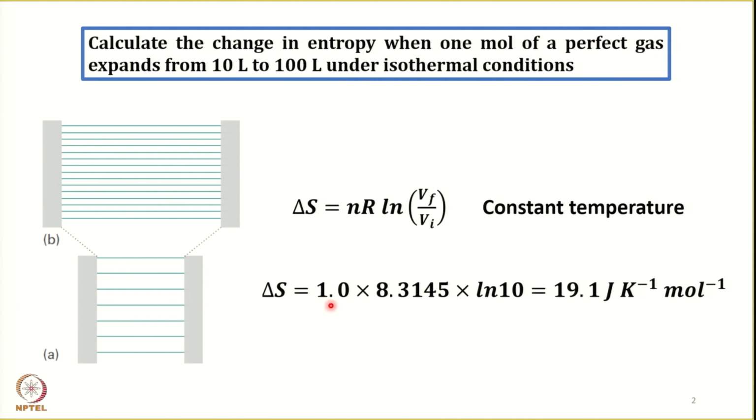Substitute the values: you have n equal to 1, R, and log 100 by 10. The result comes to 19.1 joules per Kelvin per mole, a positive result. That means as the volume increases, the entropy increases. Mathematically, Vf over Vi is more than 1, so the logarithm of a number more than 1 is a positive quantity, and therefore delta S should be positive.